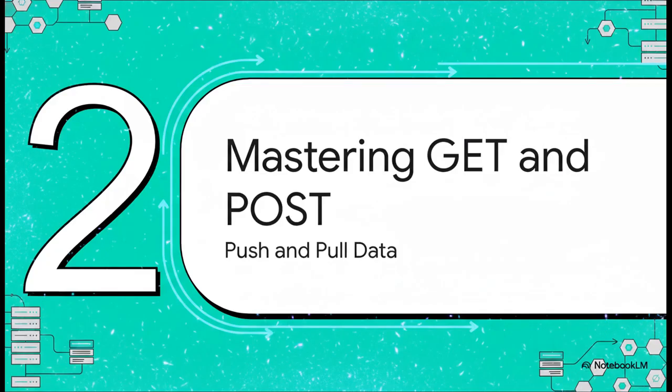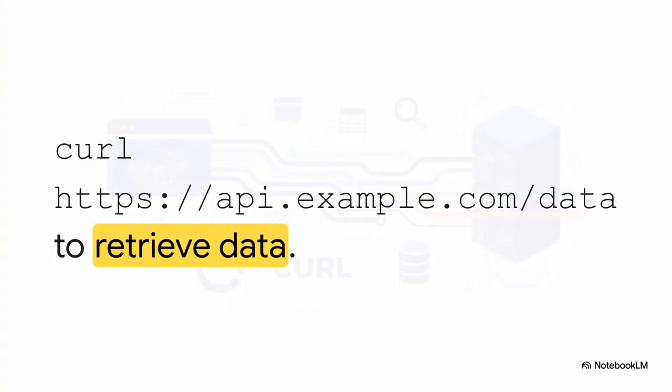Moving right along to Section 2, mastering get and post. Let's look at the actual syntax and see how we can both pull and push data across the web. What's really fascinating here is how incredibly simple the default GET request actually is. If you just type cURL followed by a web address, it automatically assumes you want to perform a GET request. That's how you retrieve data straight from a server. It's exactly what your browser does when you type in a URL and hit enter. But cURL brings that raw, unfiltered data straight back into your terminal.